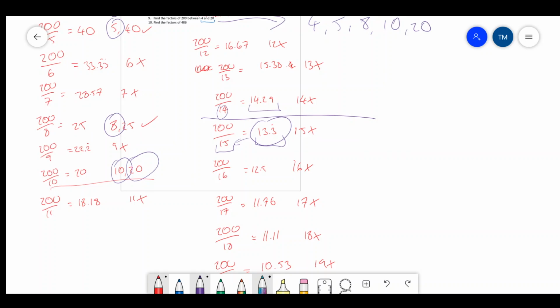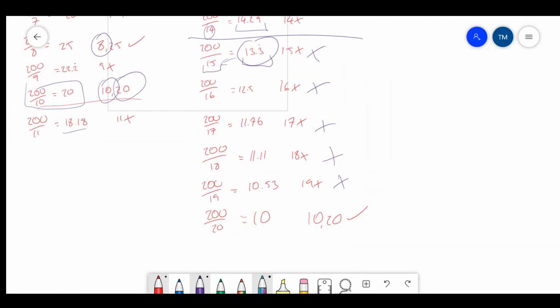You didn't find a result for 12, you didn't find a result for 13, because that was 16.67 and 15.38 respectively, and 11 was 18.18. The next time you get a result is at 10. So you already know that it was impossible to find an integer between 10 and 14. So you didn't need to do these steps.